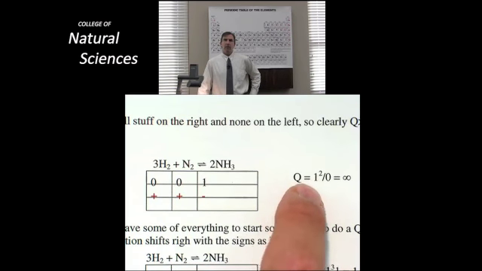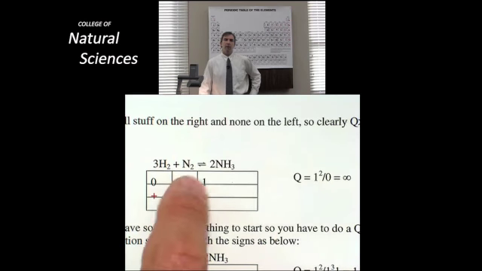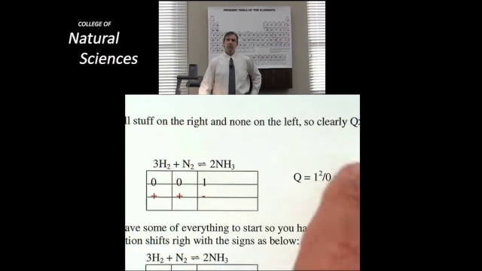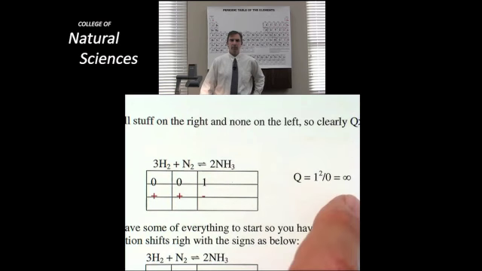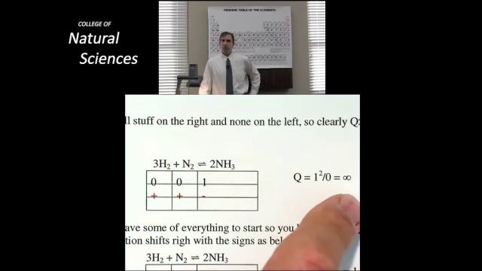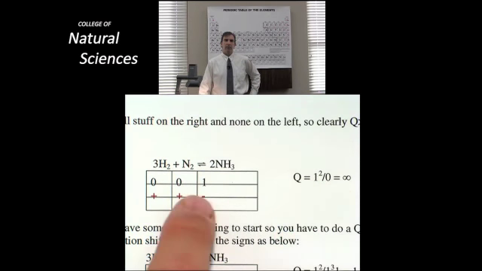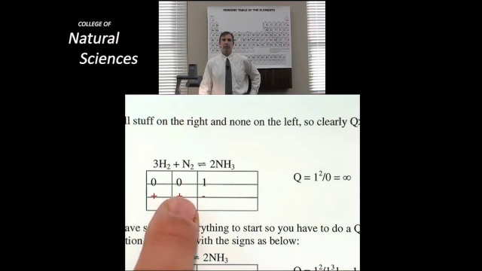But I can do a Q versus K calculation that will show me the same thing. In this particular case, I have Q, which would be 1 squared divided by 0 on the left-hand side. In other words, Q is infinity. It's a value larger than K, and as a result, because Q is greater than K, I know the reaction has to shift to the left. Negative value for the stuff on the right, positive values for the stuff on the left.